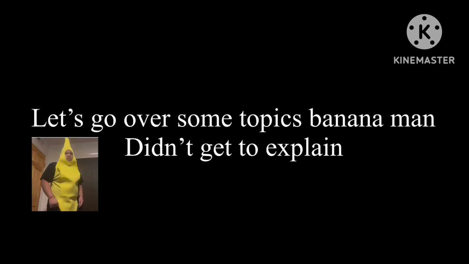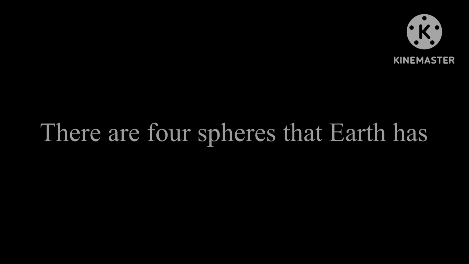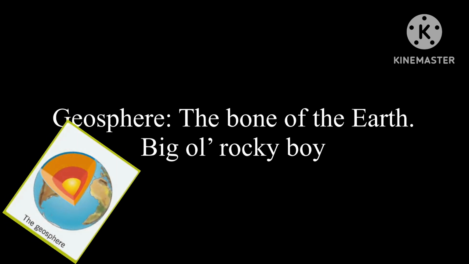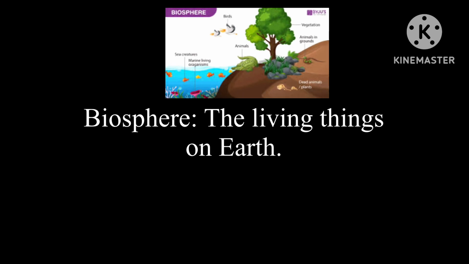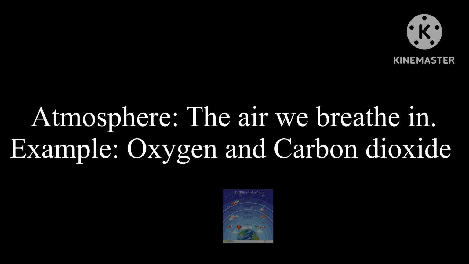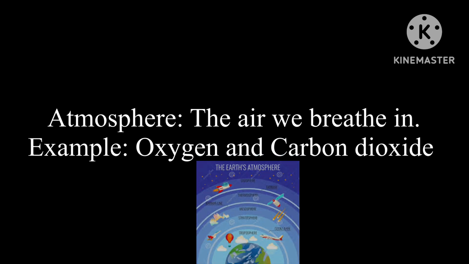Let's go over some topics Banana Man didn't get to explain. There are 4 spheres that Earth has. Geosphere, the bone of the Earth. Biosphere, the living things on Earth. Atmosphere, the air we breathe in. Hydrosphere, the water Earth has.